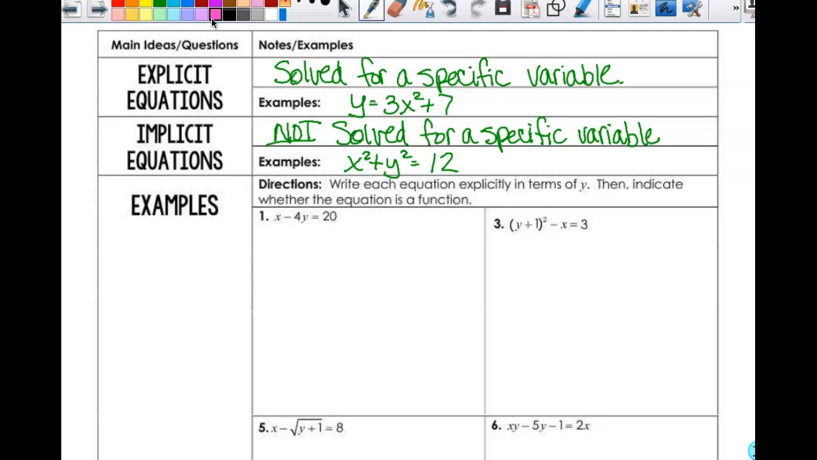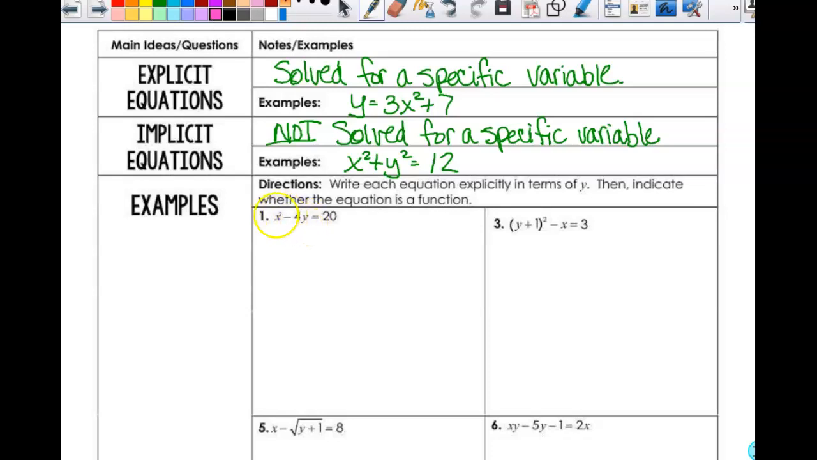So it says, then indicate whether the equation is a function. We were able to look at the vertical line test and figure that out from a picture, but we may not know what the picture looks like, so we'll talk about how we figure that out here in just a second.